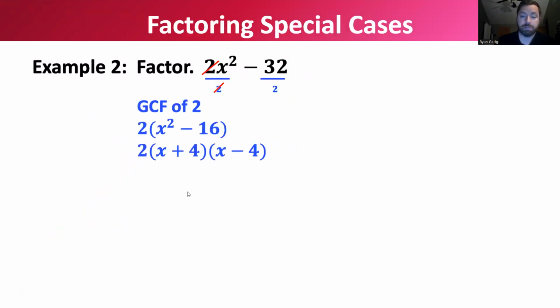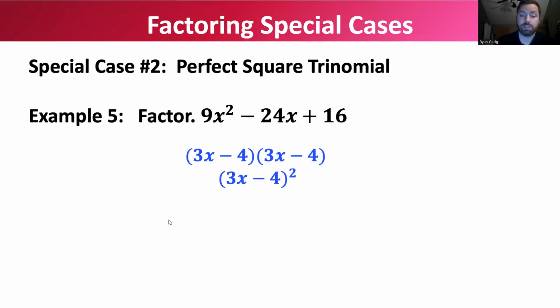Okay. Then we looked at special cases. We had difference of squares, where we could factor into two binomials that were identical except for the signs. And we also had special cases where the two factors were exactly the same, and we could write them as some binomial squared.